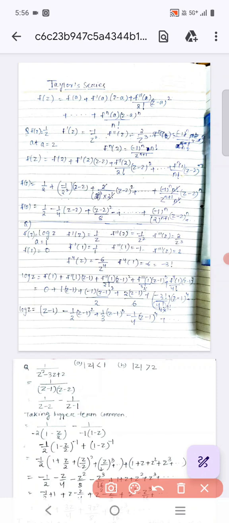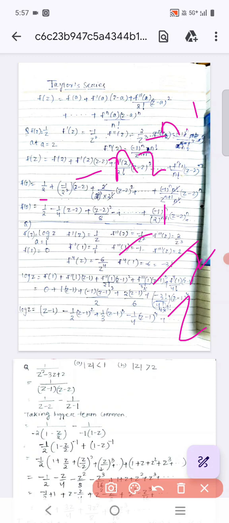Then into z minus a. In place of a we will put 2. Likewise I have written that first 1 by 2, then the first derivative of f of a, that is minus 1 by z square, in place of z, minus 1 by 2 square into z minus 2.